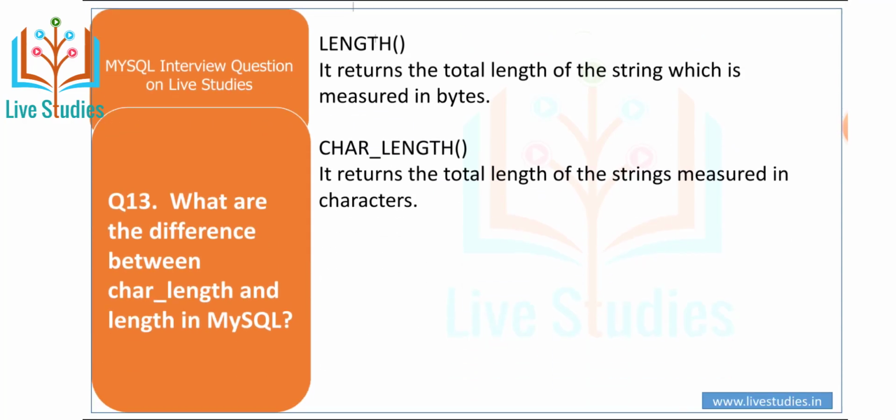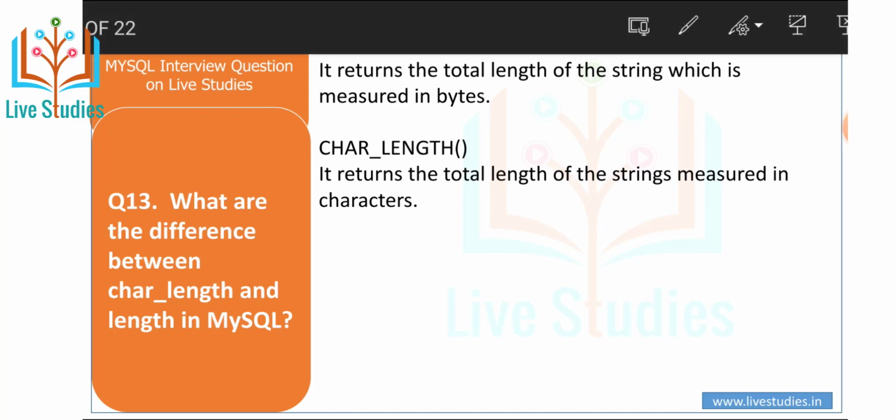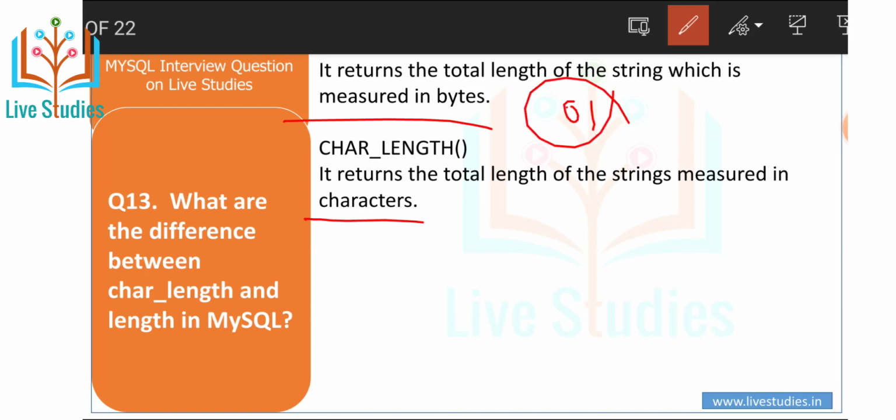What is the difference between CHAR_LENGTH and LENGTH in MySQL? LENGTH returns the total length of a string measured in bytes. CHAR_LENGTH returns the total length of a string measured in characters. Both work on strings, but one counts in characters and the other in bytes.